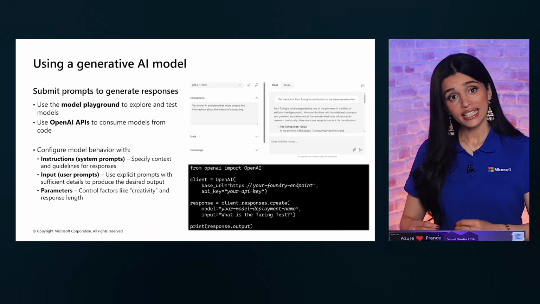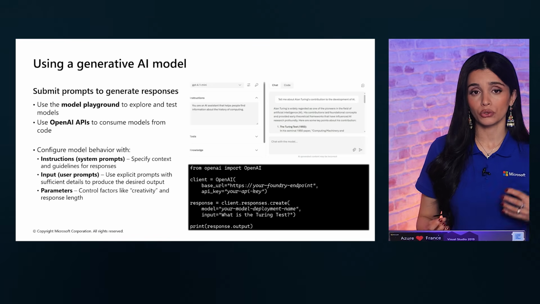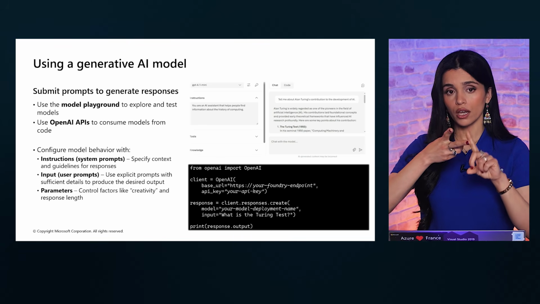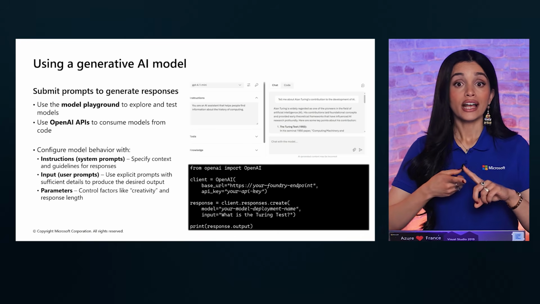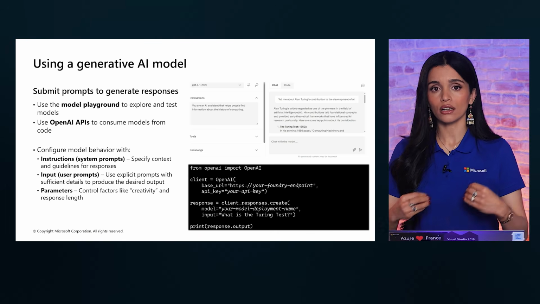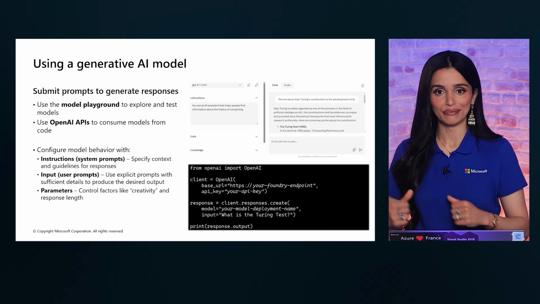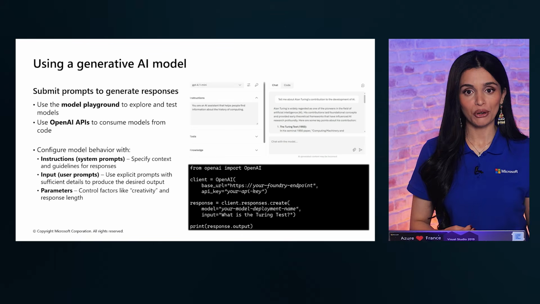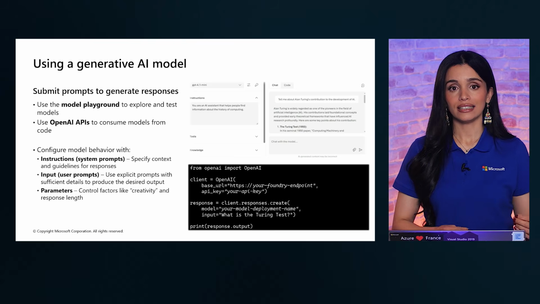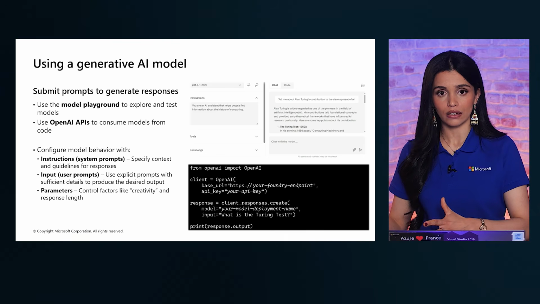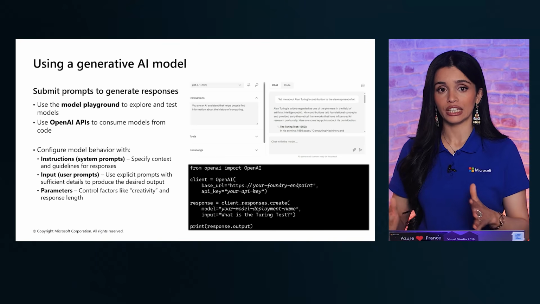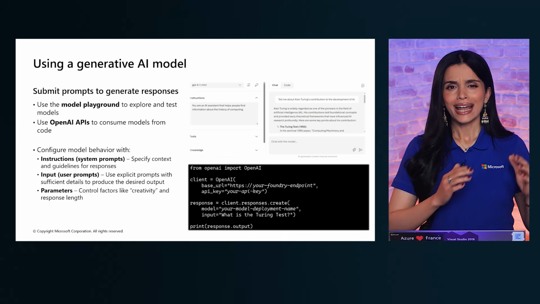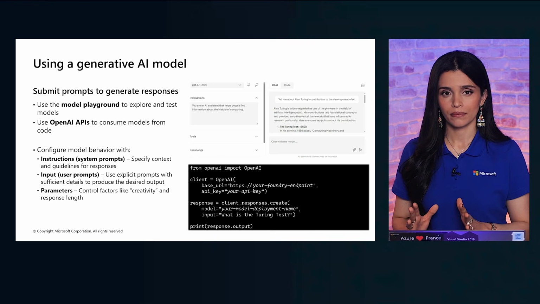When you work with a generative AI model, whether in the playground or in code, you always configure three main things: instructions, input, and parameters. The instruction, or system prompt, sets the rules for the model. Think of it as giving the AI a job description. For example, for an HR agent, we would tell it, "You are a helpful HR assistant. You respond professionally and clearly. You don't give any legal advice." This frames how the model behaves.